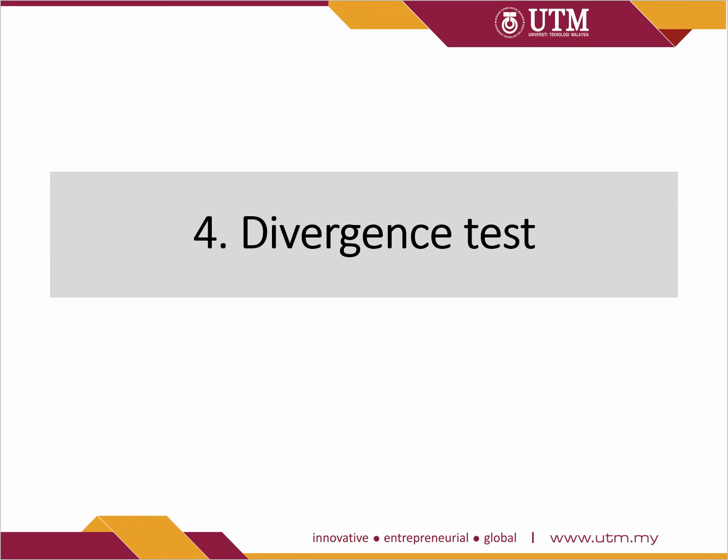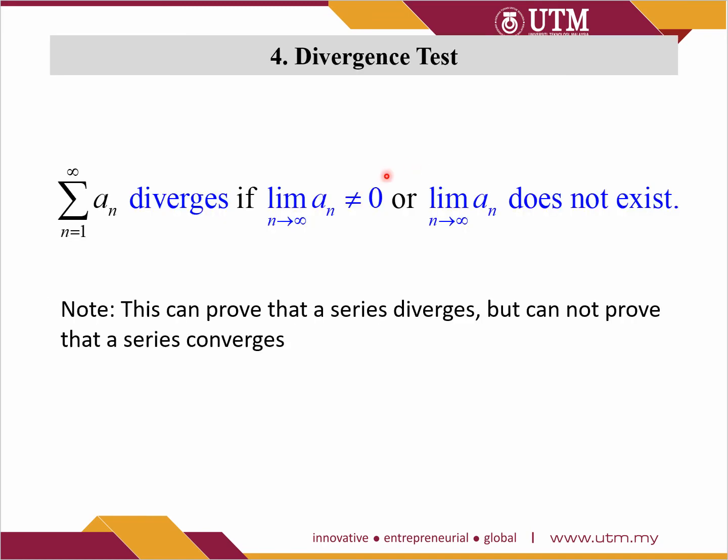Now we move to the last test, which is the divergence test. The infinite series of a_n as n equals 1 to infinity diverges if the limit of a_n as n approaches infinity is not equal to 0, or the limit of a_n as n approaches infinity does not exist. So this can prove that a series diverges, but we cannot prove that a series converges.